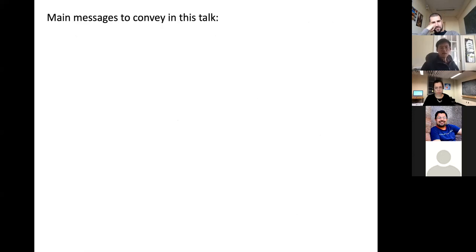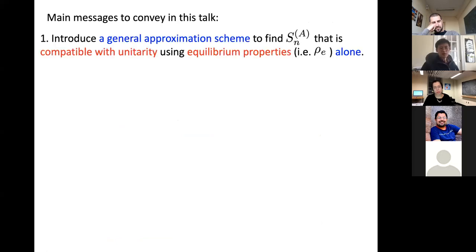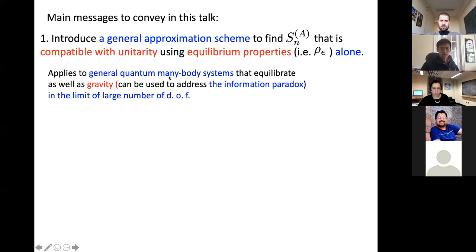So the message I want to convey in this talk is the following. First, I will introduce a general approximation scheme to calculate this Renyi or entanglement entropy for such an equilibrated pure state that is compatible with unitarity. But actually, the answer only depends on the equilibrium properties alone. Okay, it does not depend on any other details of your initial states. And such a scheme applies to general quantum many-body systems that equilibrate, including the gravity system, as well as gravity system.